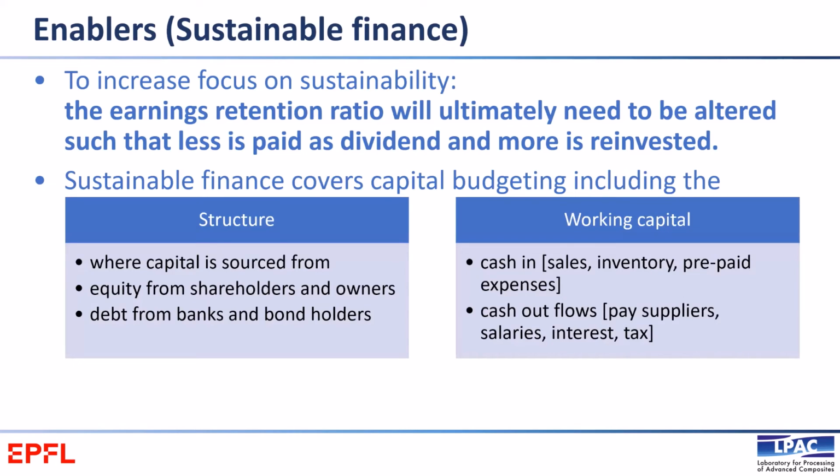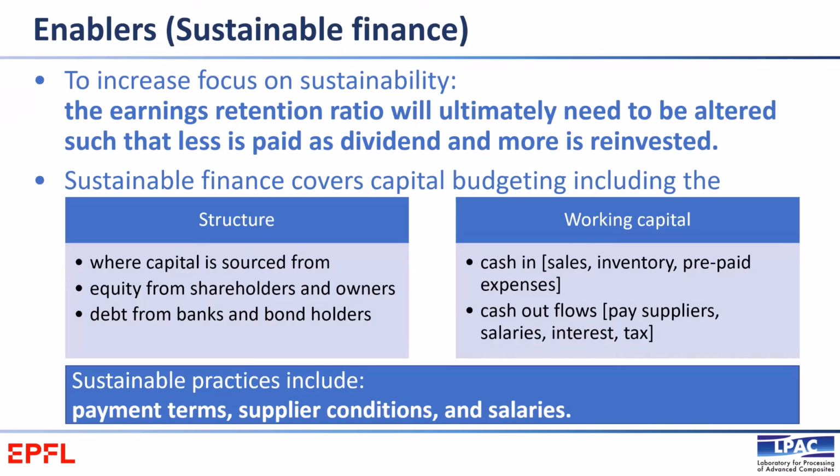It also covers things like where you get your money from, what kind of banks, how you pay your suppliers, how you pay your staff, payment terms, supply conditions and salaries. Okay, this is the people part of it. And companies are again graded on these criteria. Okay, today.